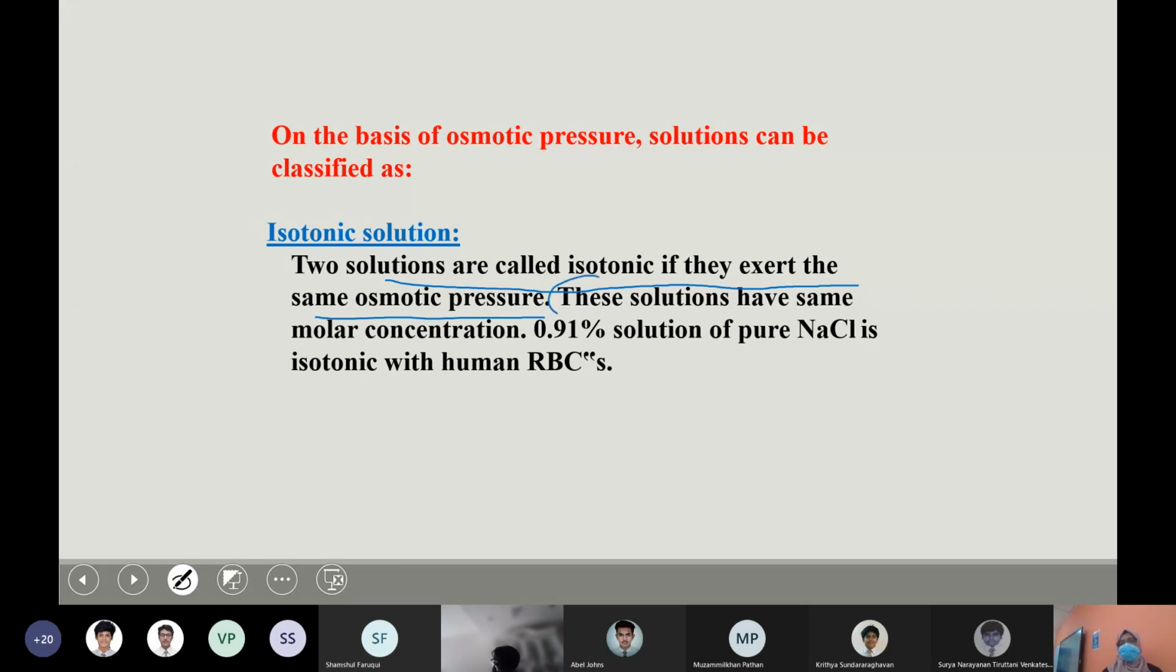And an example is given here. A 0.91 percent solution of pure sodium chloride. If you prepare 0.91 percent NaCl, then its osmotic pressure will be the same as human RBCs. So if you keep these two together, 0.91 percent NaCl and RBCs, there will not be any movement because the osmotic pressure is the same. Such solutions with the same osmotic pressure are called isotonic solutions. So basically iso means same, and tonic here means same osmotic pressure.